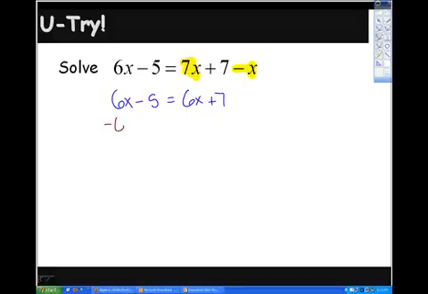I want to try to get all the x's on one side, so I'm going to subtract 6x from both sides. And that odd thing happens again where all the x's just zero out here, and I'm left with negative 5 equals 7. That's a false statement. That's never true. That means it doesn't matter what x is. This will never work, so the answer here is no solution.